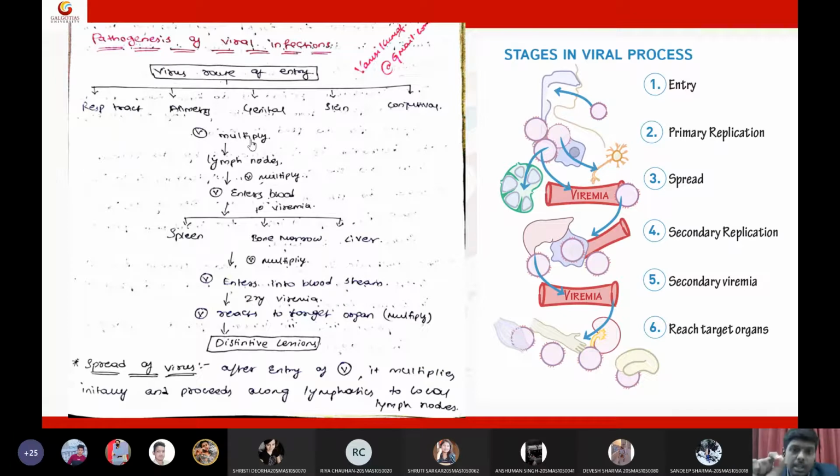Poliovirus always attacks the spinal cord. Smallpox always attacks the skin. So all viruses have their target organ in the body. Before reaching the target organ, they will induce certain modifications and disturbances in the body.